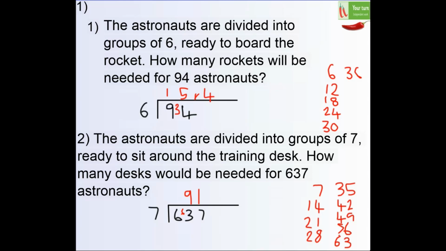Chili 1, here are your answers. The answer to number 1 was 15, remainder 4. Again, when we're thinking about remainders, think about the question, how many rockets will be needed for 94 astronauts? Would we have 15 remainder 4 rockets, or would we need 16 rockets? And number 2, the answer was 91.